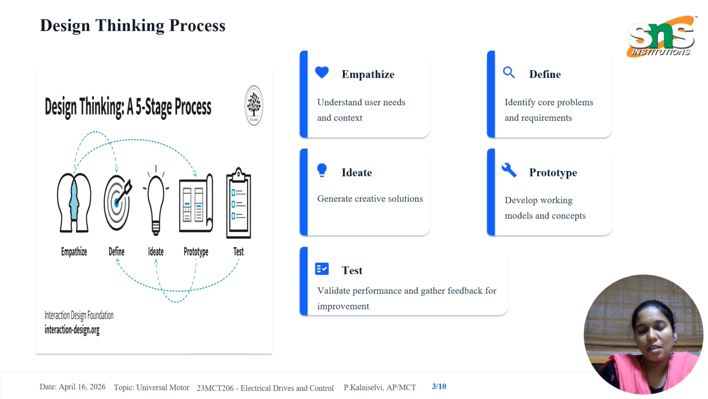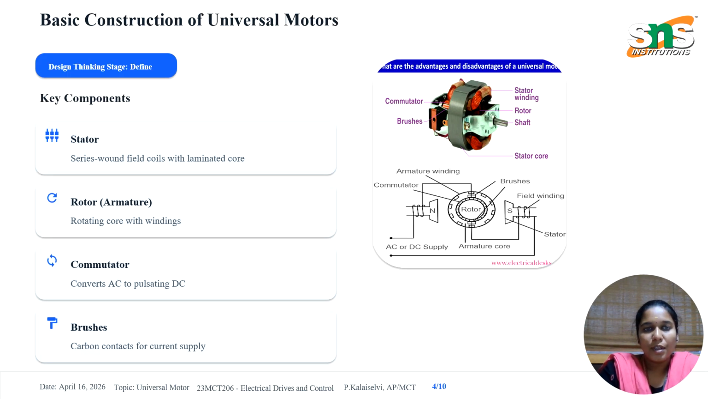So this is the design thinking process. Based on these 5 stages, we have to learn about the universal motor. We have already seen the empathy part, and in the upcoming slides we will see the define, ideate, prototype and testing parts. Here the define part is the basic construction of the universal motor.